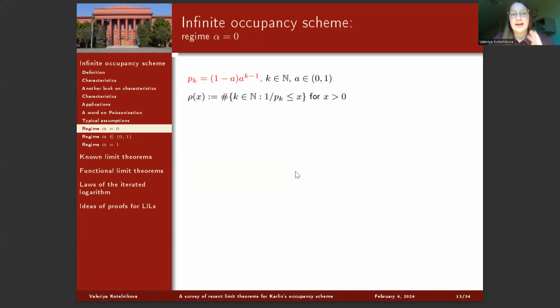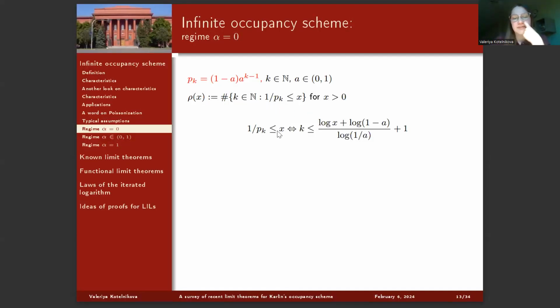And let's look at some probability distributions for which this Karlin's condition holds and which alpha we are going to get there. So if we consider the geometric distribution, which looks like this, and a is from 0 to 1, let's compute this counting function rho. We just need to understand for how many k the inequality that 1 over pk doesn't exceed x holds.